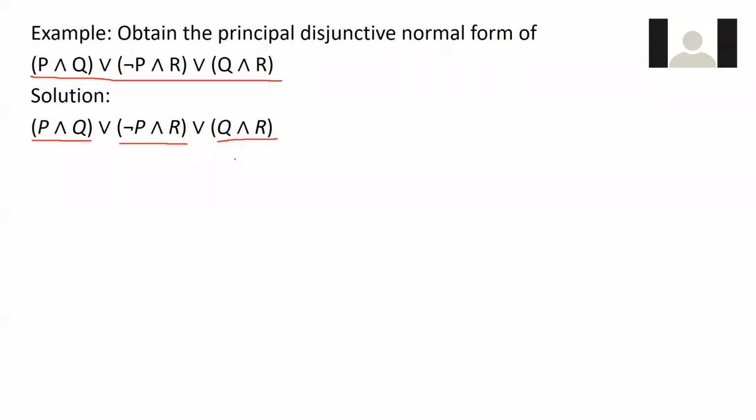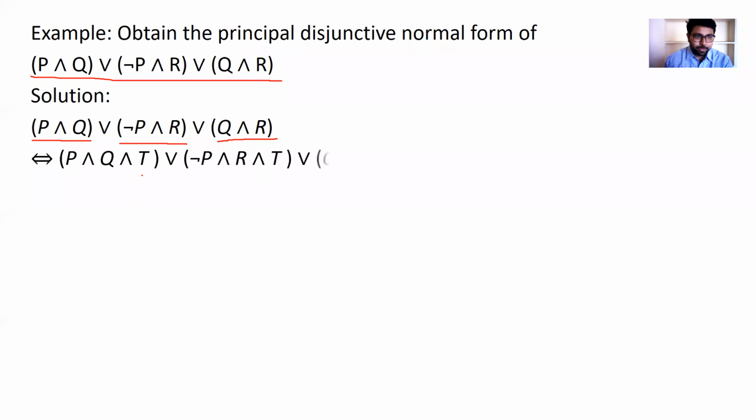P. Okay. Now to get those missing variables, I'm going to write true in the place of the missing variables. For the missing variable R in this term, I'm going to write a true. For the missing variable Q, I'm going to write the true here. And for the missing variable P, I'm going to write the true here.